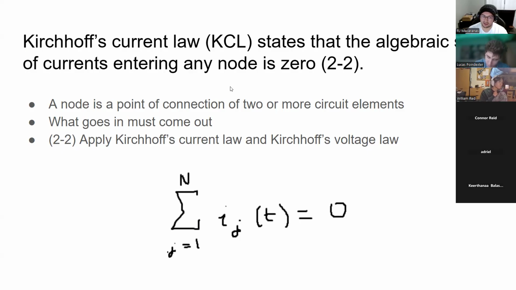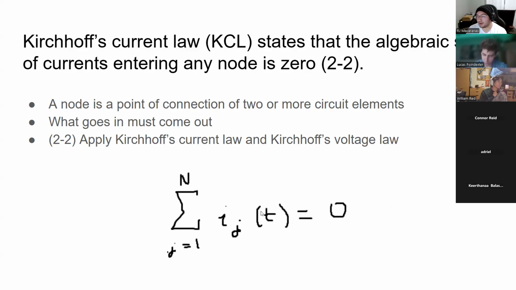So a node is just a connection of two or more circuit elements, right? And whenever we have a bunch of different connections, we can at least say that the current going into that connection is equal to the current going out of it. And that's just by Kirchhoff's current law.